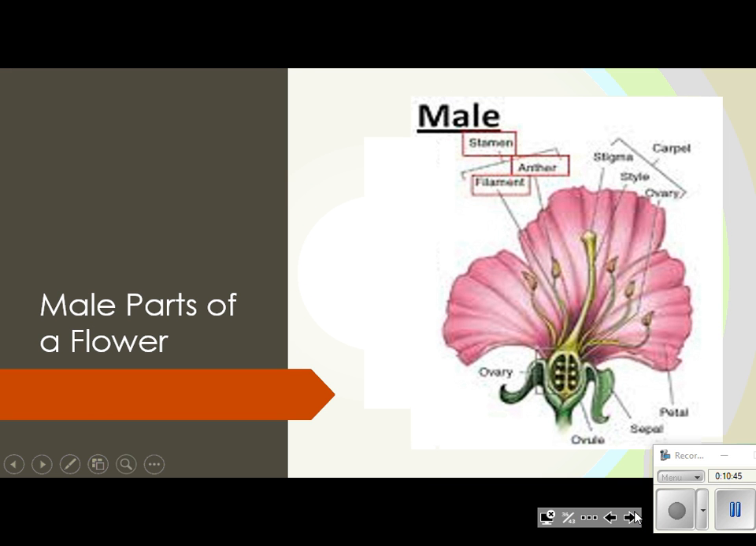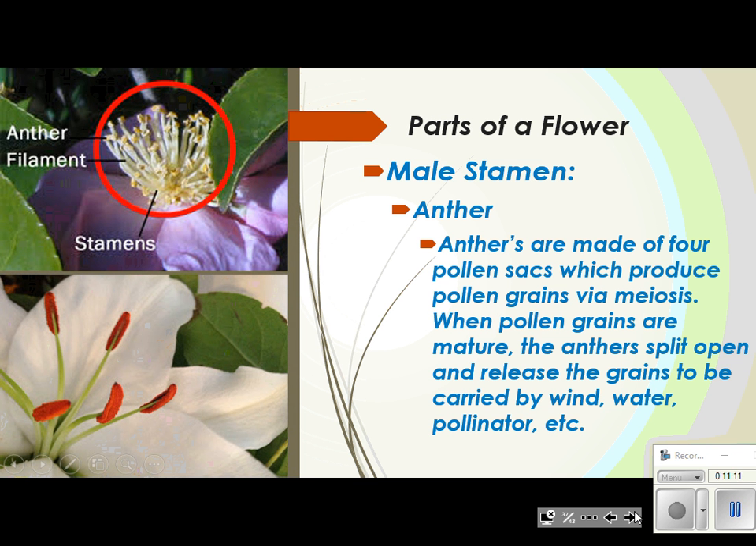Now, let's talk a little bit about the male part of the plant. As a whole, the male part of the plant is referred to as the stamen. The whole male part of the plant is the stamen. So we have the stamen and the pistil, or carpel. Now, the male stamen starts with the anther.